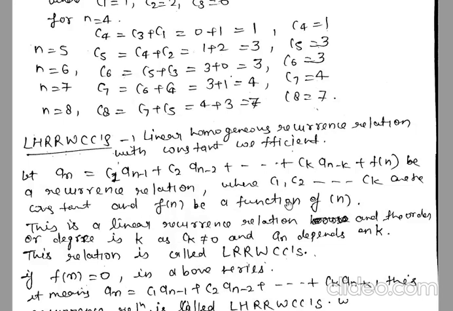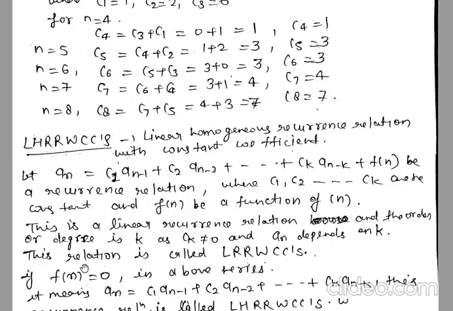This is a linear recurrence relation, and the order or degree is k. You can see here that this term will decide the order or degree. That means ck does not equal 0. That means your recurrence relation is of order 2. We will discuss an example of this relation. So ck does not equal 0 and an depends on k. That means that an depends on the degree of the linear homogeneous recurrence relation.